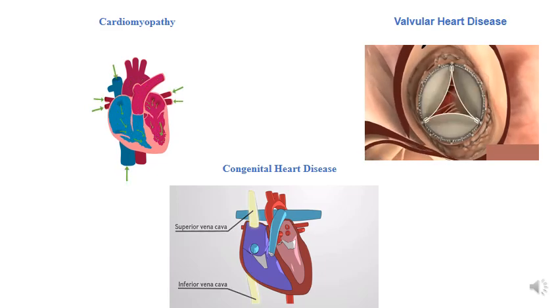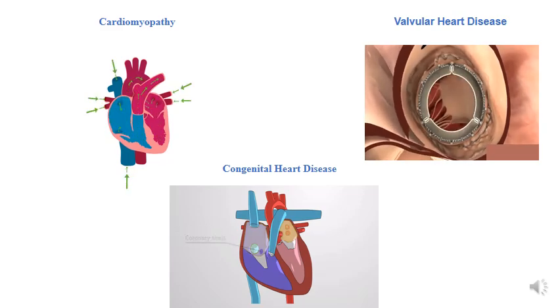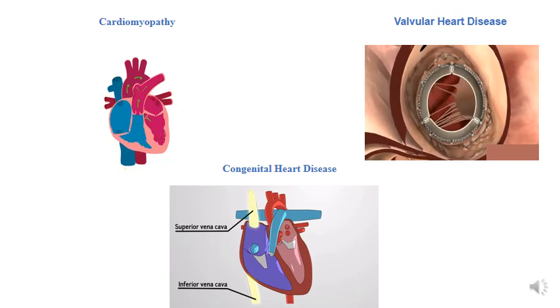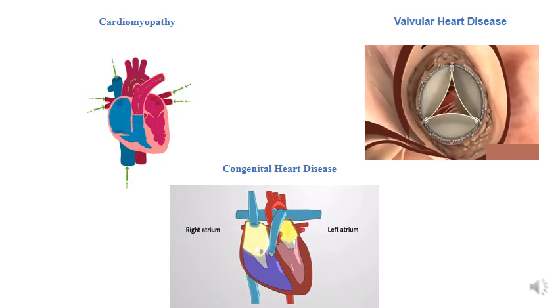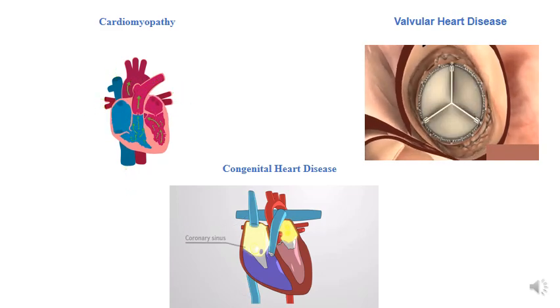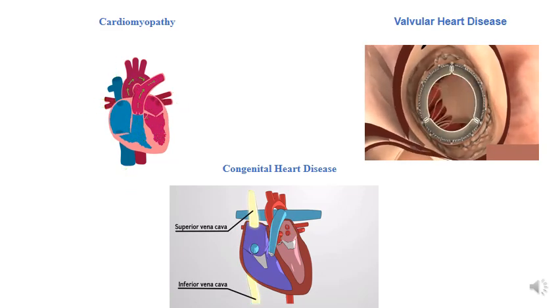7. Congenital heart disease. Cause: structural heart defects present from birth. Examples: septal defects, valve abnormalities, tetralogy of Fallot. Symptoms: cyanosis, blue skin, poor growth, fatigue.